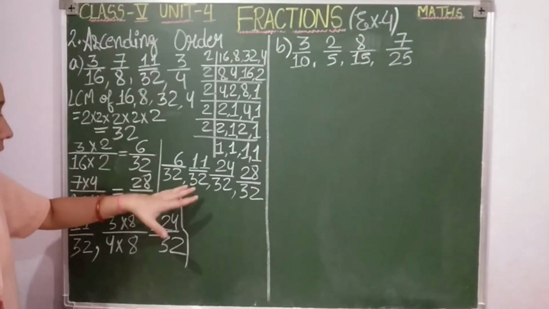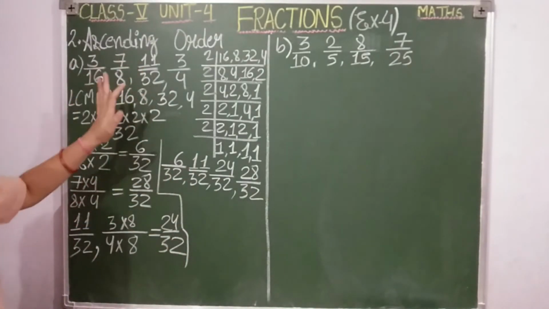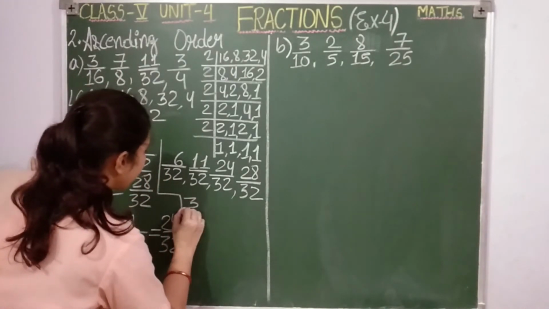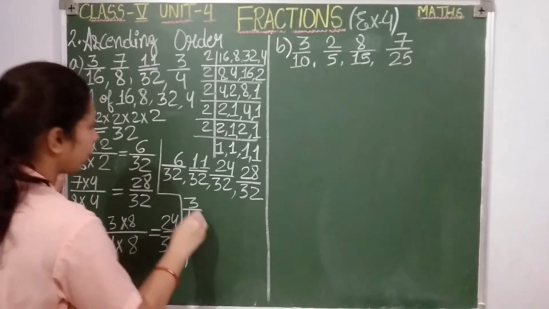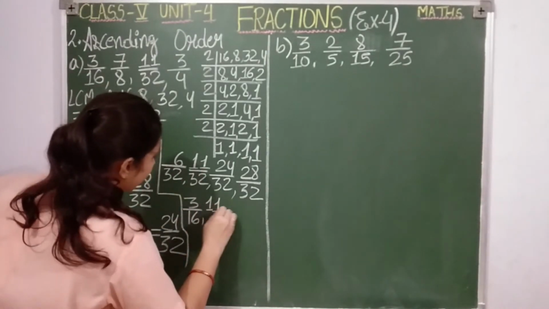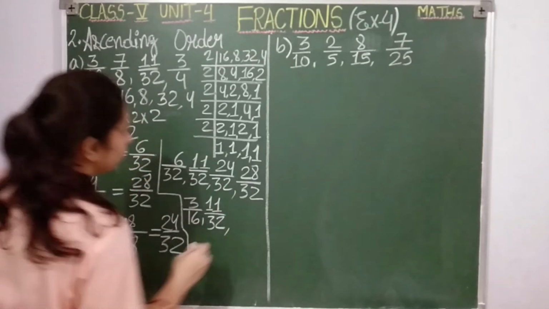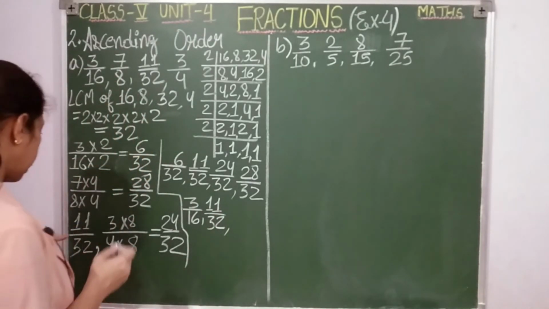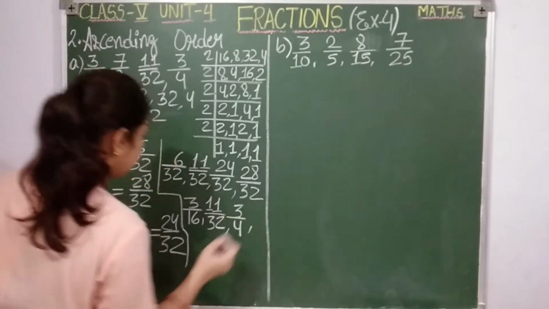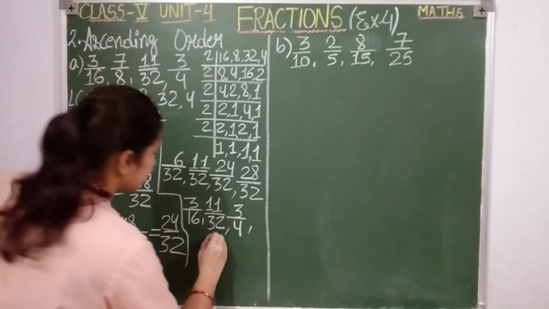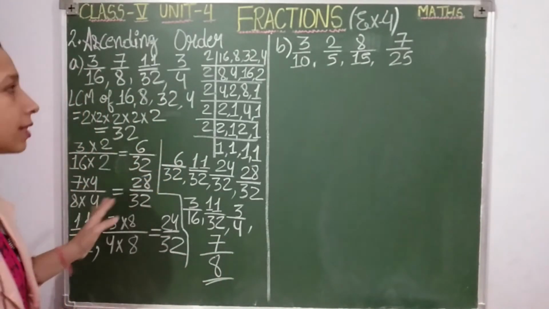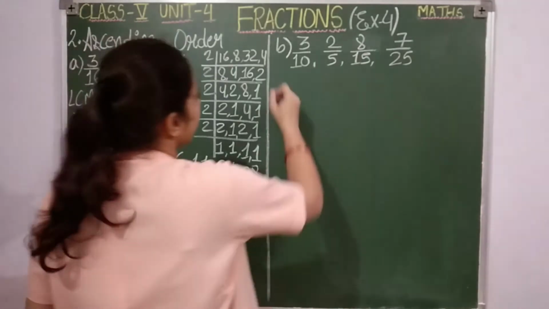Now arrange it according to the main fractions given. 6 by 32 I obtained from 3 by 16. Write it, 3 by 16. Then 11 by 32 I got from 11 by 32 only. Simply write 11 by 32. Then 24 by 32 I got from 3 by 4. Then at last it is 7 by 8. It is arranged in ascending order now. Clear students? Let us see one more question, point number B.